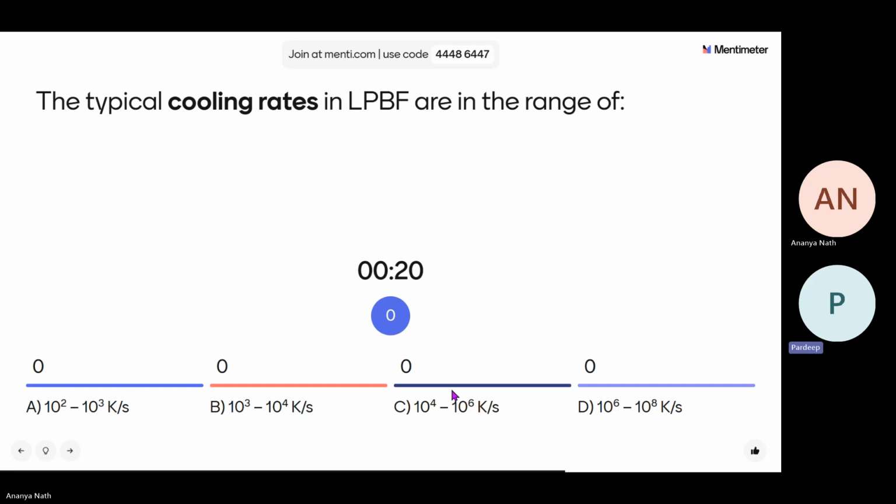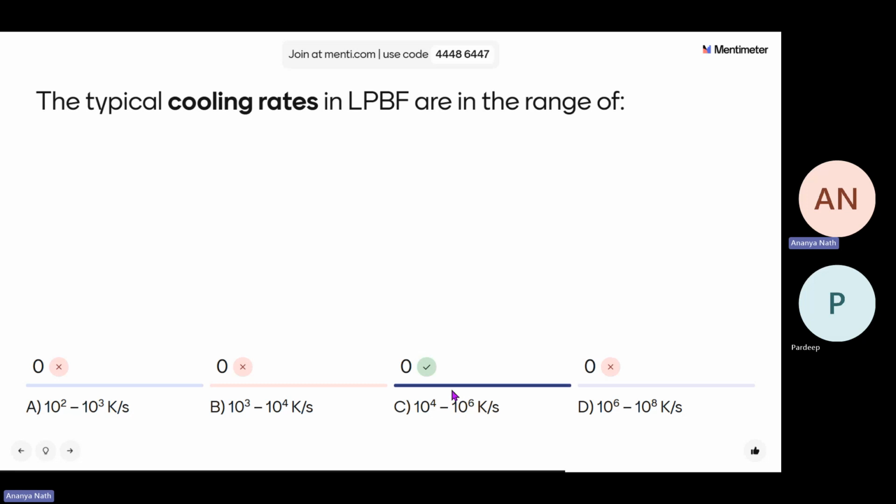If I know then I will be able to answer the cooling rate. So yes, this is a bit informative. You have to remember it. So it's okay. Yes, we can see the answer.